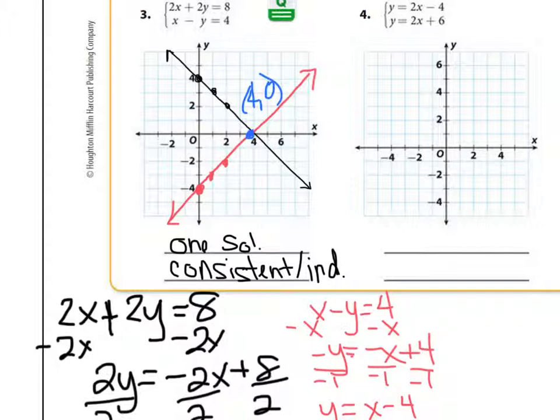All right, you're going to do number 4 on your own. Check with your neighbor as you get it done. Make sure you identify what type of solution you have, and then unpause this to check how you guys did.